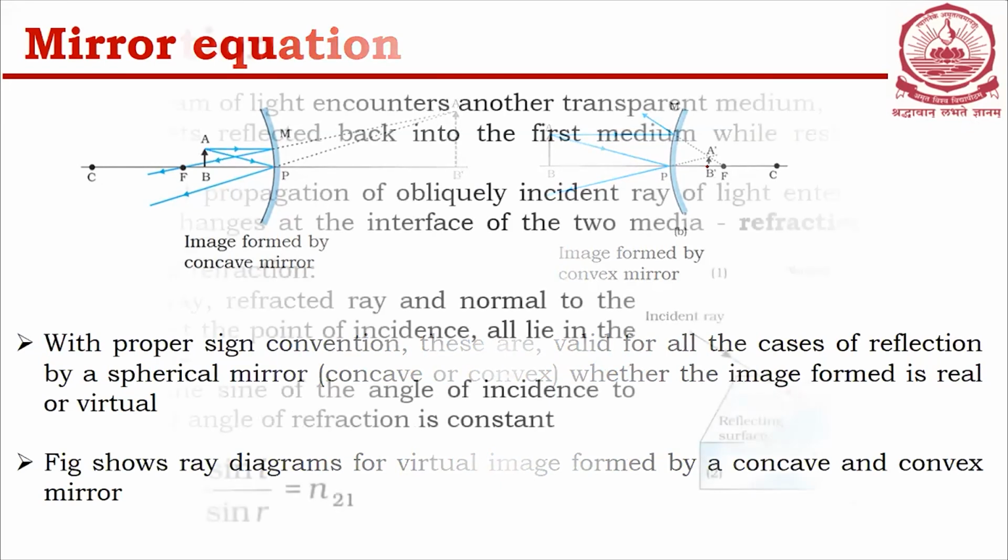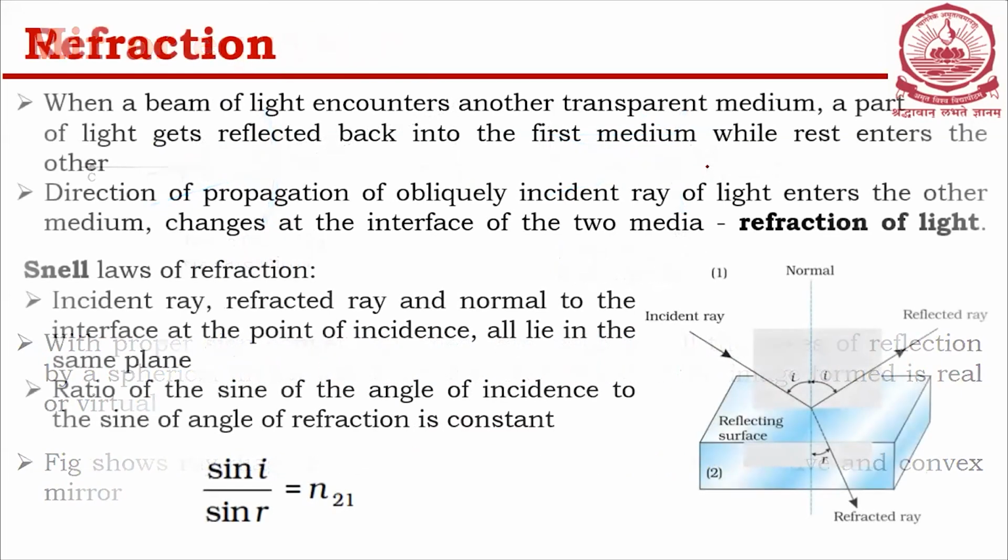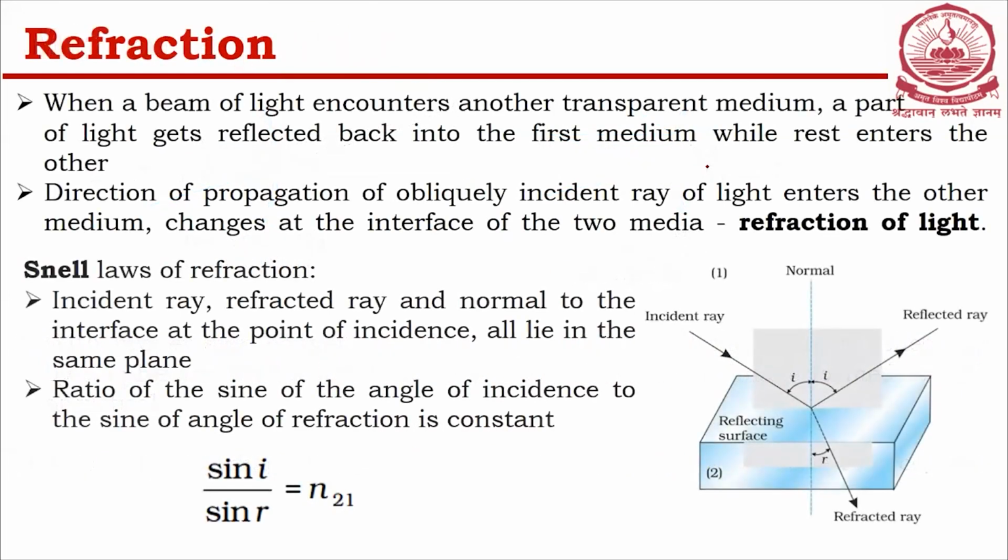So the next one is refraction. Let us come to the point of refraction. When you consider refraction, light encounters two mediums. A simple example is one is air, the other is glass. The direction of propagation of an oblique incident ray of light entering the other medium changes at the interface of the two media.